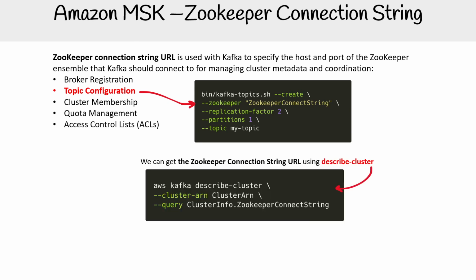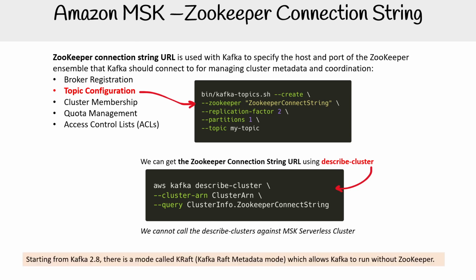So just understand that if you want to get this Zookeeper connection string URL, you'd use describe cluster to get that. If you're using MSK Serverless, I could not use describe cluster. I could only use describe cluster version 2, and it did not have it in there. Starting with Kafka 2.8, there is a mode called KRaft, that's Kafka Raft metadata mode, which allows Kafka to run without Zookeeper. But understand that AWS uses Zookeeper, which makes sense because they're running it at scale.